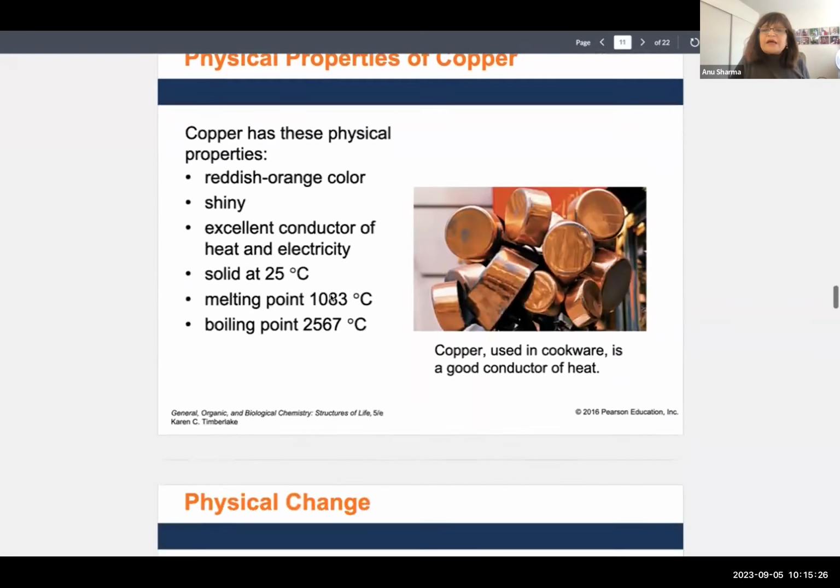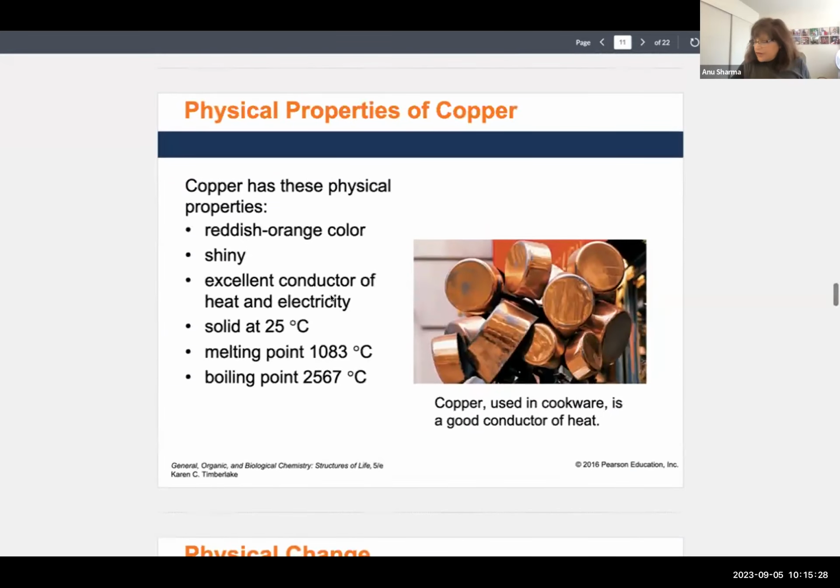For example, here, copper. Copper is solid, brown color, shiny. It can be beaten into thin sheets, it can be stretched and made into wires. It's an excellent conductor of heat and electricity. And at room temperature, it is solid.